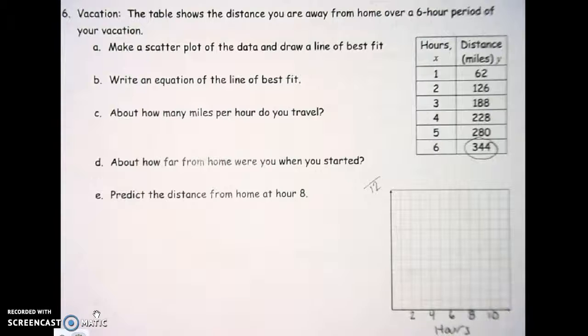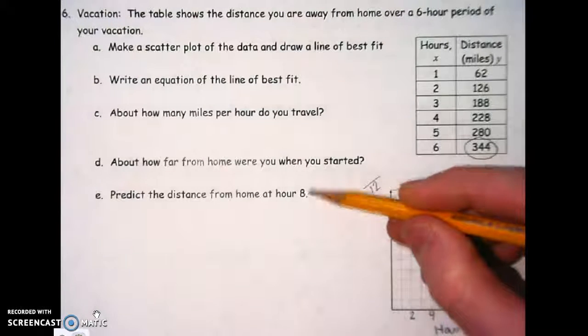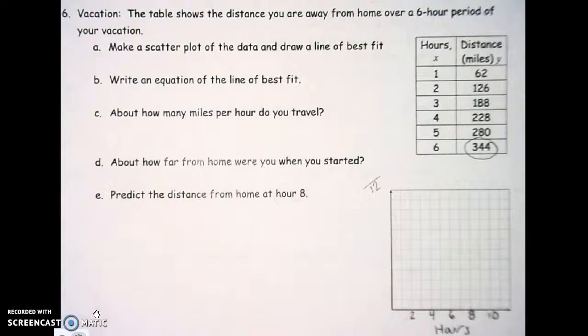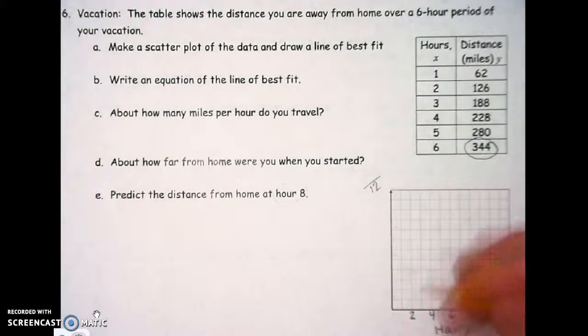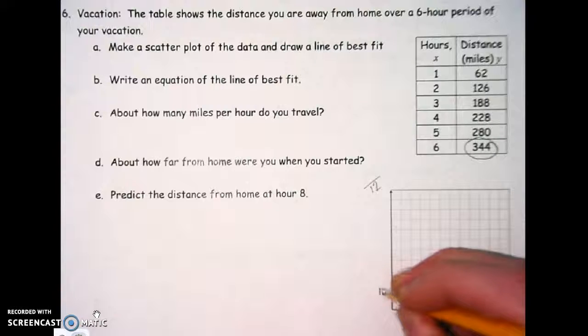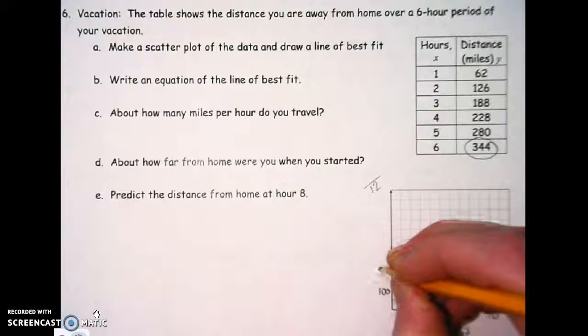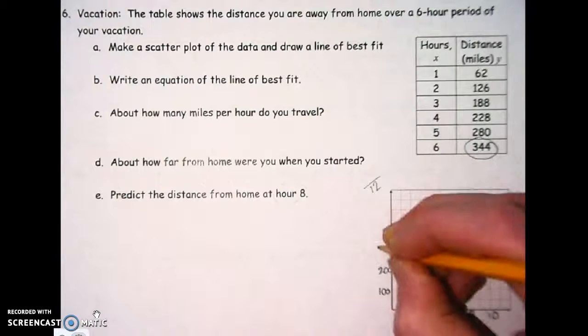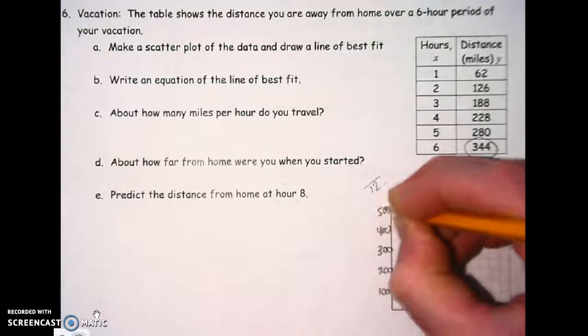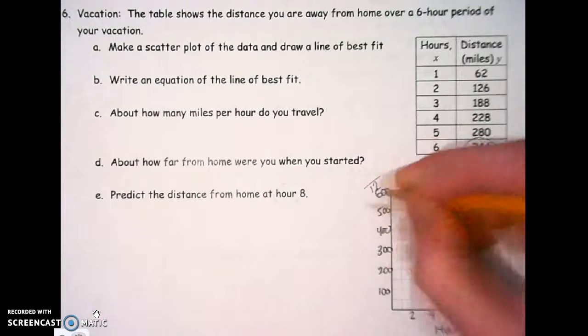But if I look right here, I'm going to have to predict out later on in the graph. It says I need to be able to predict at 8 hours. So I'm going to change it a little bit. I'm going to make it a little bit bigger so I have room to grow my graph. So I'm going to go by 50s. 50s are easy and they're close. So every other block I'm just going to put 100s. 400, 500, and 600. And this is miles.